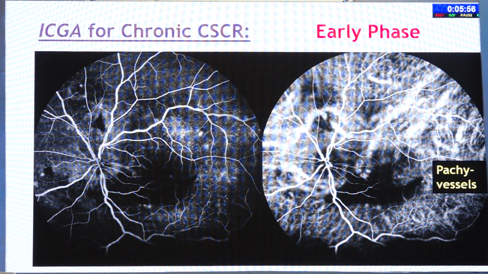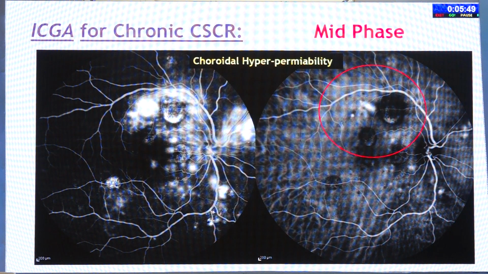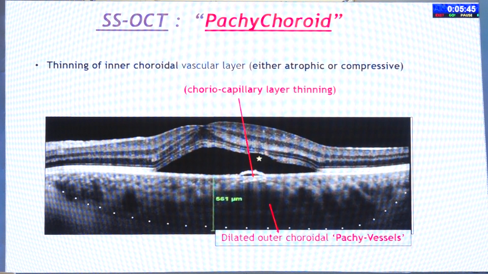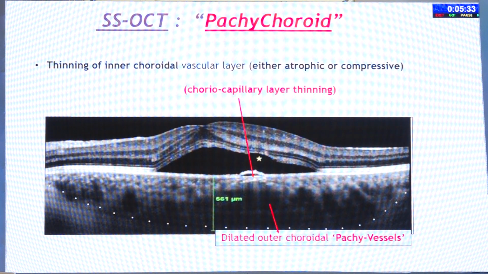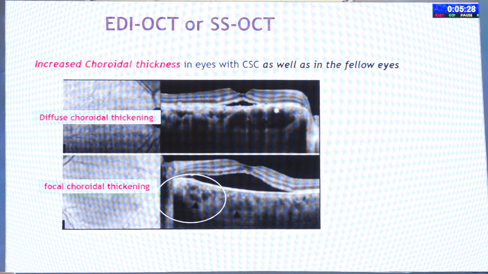ICG angiography shows dilated outer choroidal veins, or pachy vessels, and late choroidal vascular hyperpermeability areas. In swept source OCT, it is seen that not only is the choroid thickened, more than 400 microns, but you see dilated outer choroidal veins with compression of the overlying choriocapillaris, which is a constant finding in these cases of central serous chorioretinopathy. It need not always be a diffuse choroidal thickening. It can be a focal choroidal thickening.